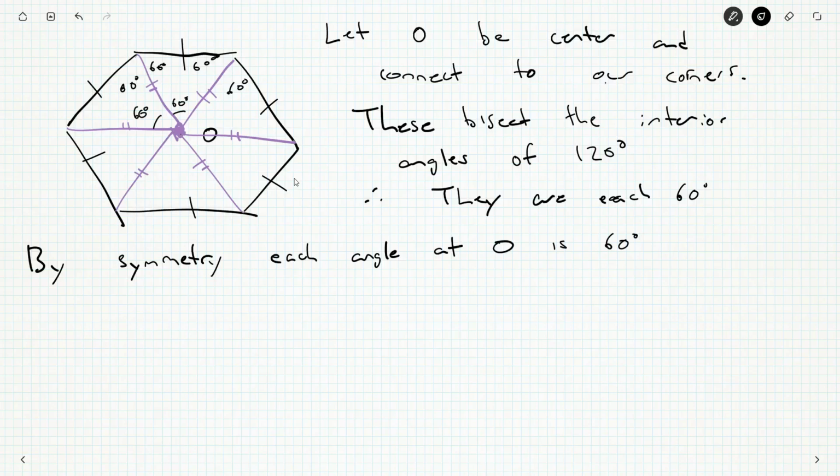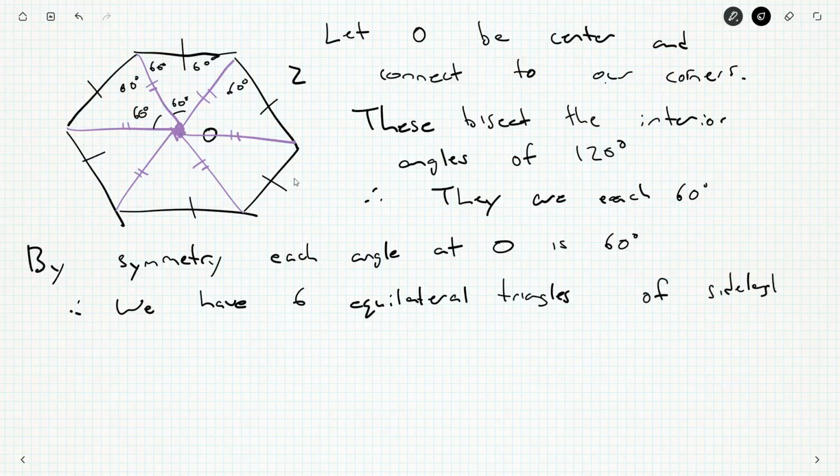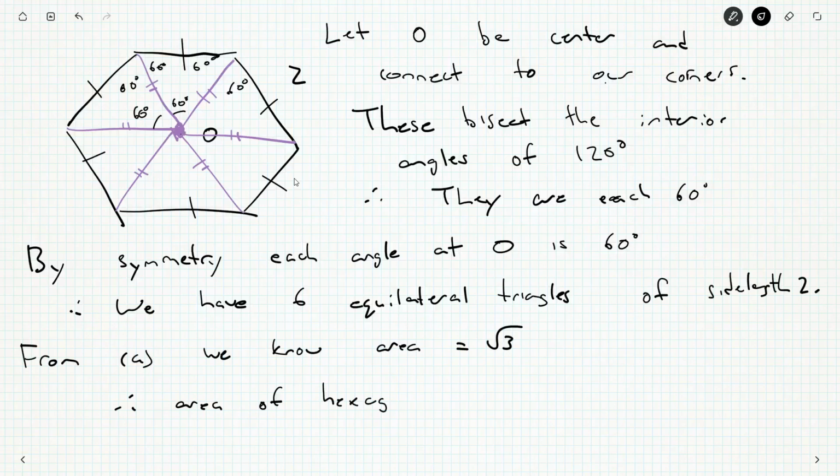And you say, oh, well, then we've broken it down. We have 6 equilateral triangles of side length 2. Okay, but from A, the area of each of these is root 3, so the area of the hexagon is 6 of these little equilateral triangles, so it's 6 root 3, and there we go.